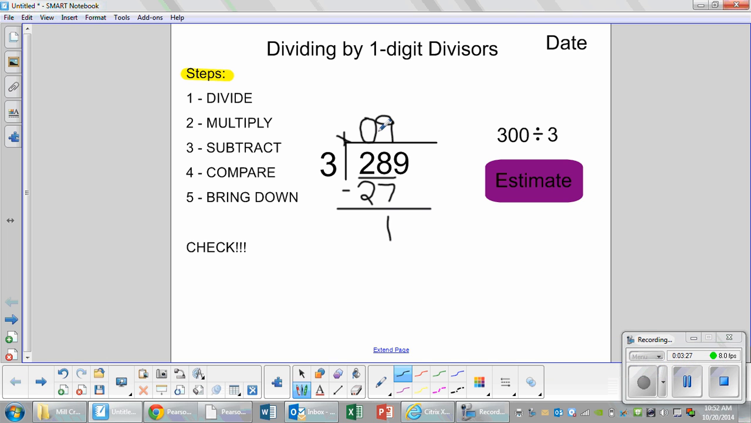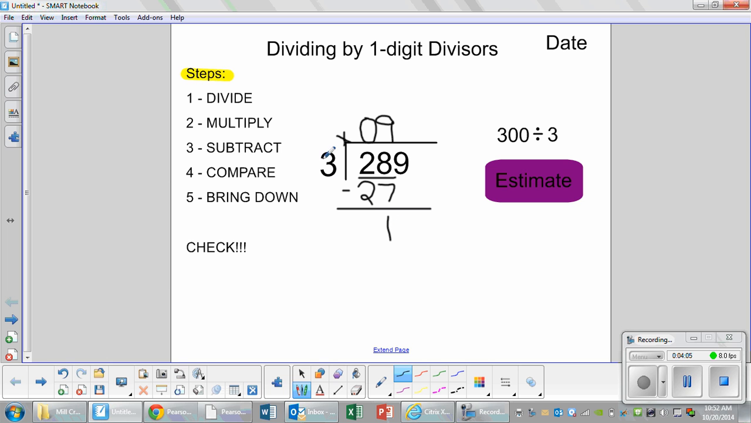And so far I've done nothing with this 9 right here. I've kind of just ignored it and pretended like it wasn't there. When you get your answer to your subtraction problem, notice I added this step called compare. I want to compare the number that I got, the difference, with my divisor. So I'm going to look at 1 and 3. I want my difference to be less than my divisor. If it is greater than my divisor, like let's say my answer here was 4, I would know I've done something wrong and I would need to go back up and change this number.